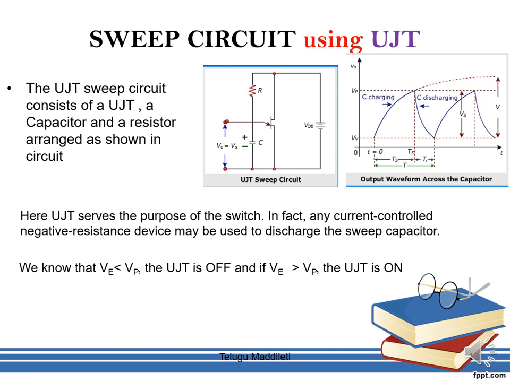The UJT sweep circuit consists of a UJT, a capacitor and a resistor. These three components are arranged as shown in this figure. Here the UJT serves the purpose of the switch. In fact, any current controlled negative resistance device may be used to discharge the sweep capacitor. We know that when emitter voltage is less than peak voltage, UJT is off. When emitter voltage is greater than VP, then UJT will be on.